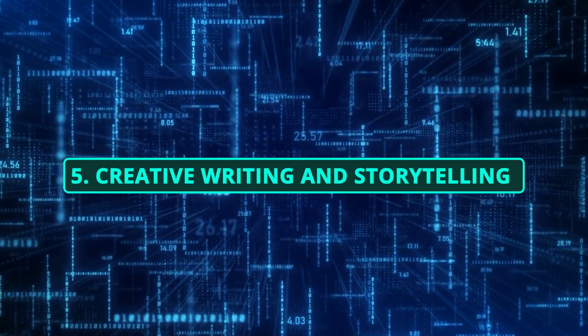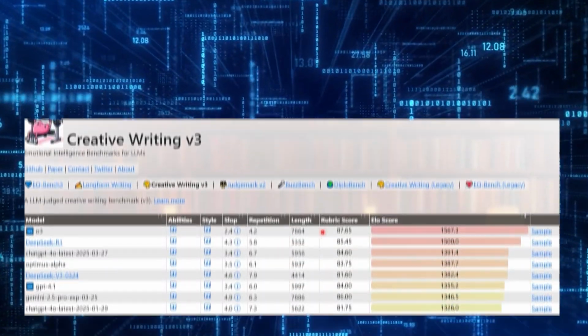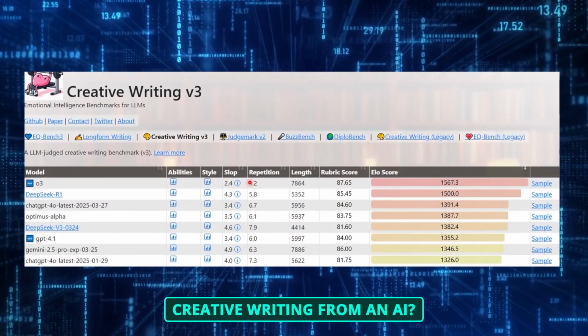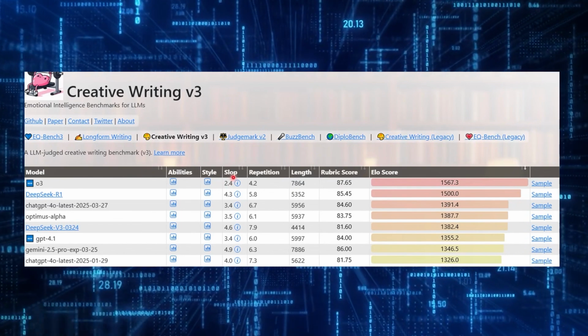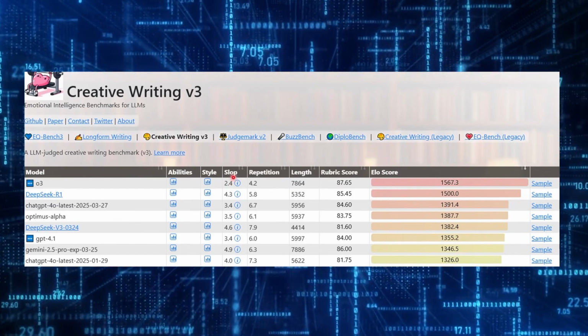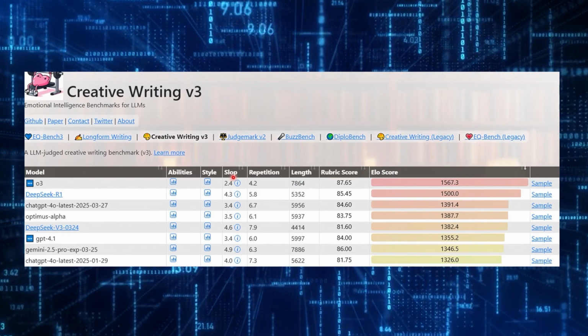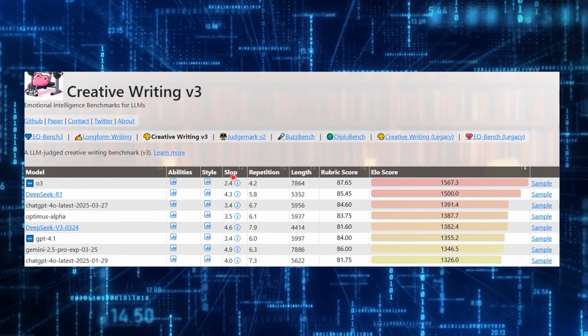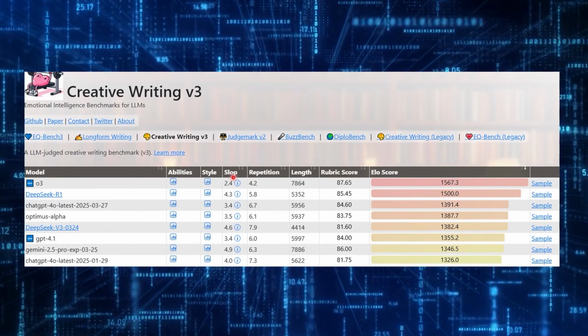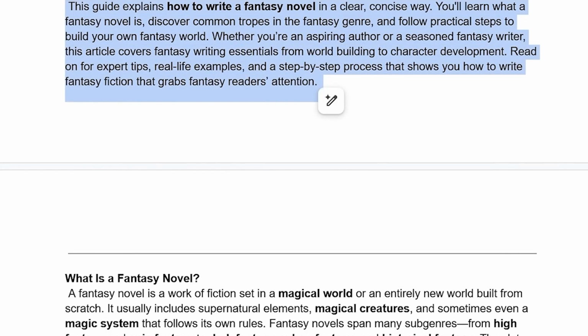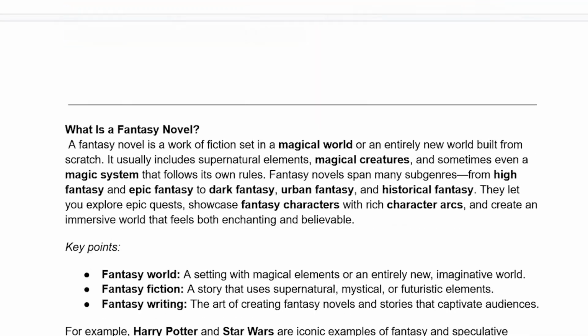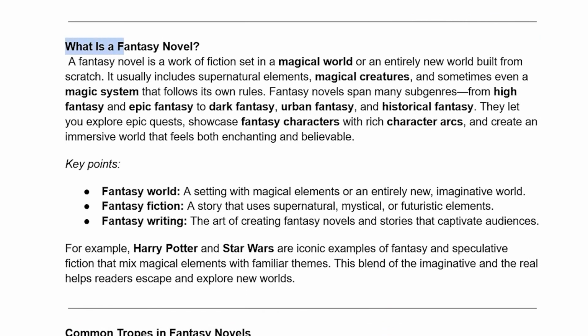5. Creative writing and storytelling. I know this one might surprise you. Creative writing from an AI? But hear me out. O3 has actually scored incredibly high on the Creative Writing V3 benchmark, which measures emotional intelligence and storytelling abilities. It can create compelling narratives, craft emotional story arcs, and even develop characters that feel real.